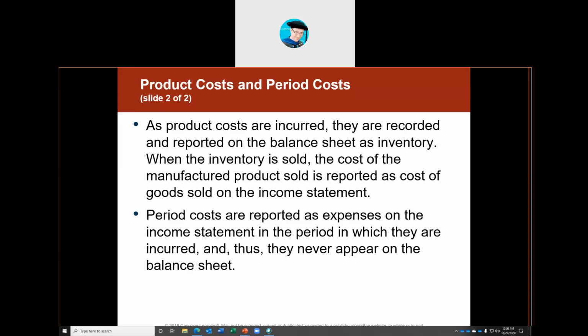We also have period costs. Period costs, as you remember from 201, these are reported as expenses on the income statement in the period in which they were incurred. You remember accrual-based accounting. We talked about period costs. Period costs are expenses on the income statement when they occurred. And so period costs never appear on the balance sheet because period costs are expenses. And as you know, revenue, expenses, net income, those are parts of the income statement.